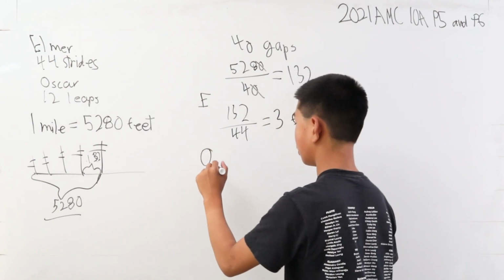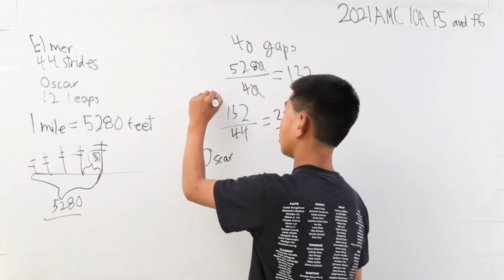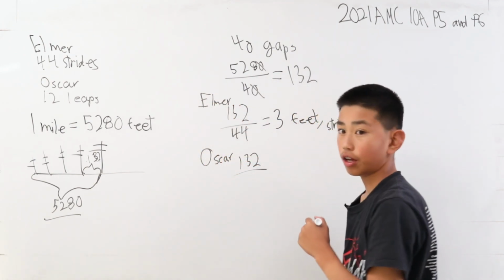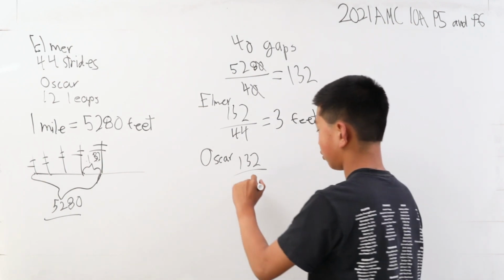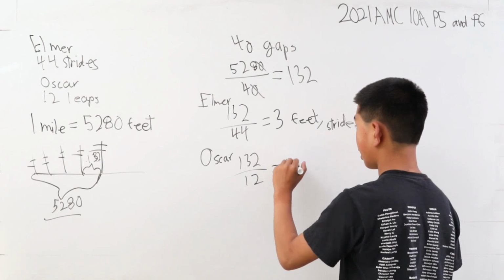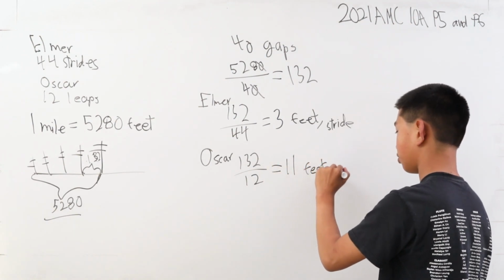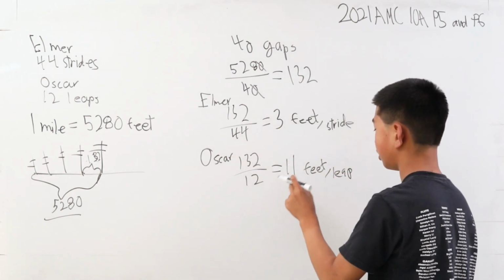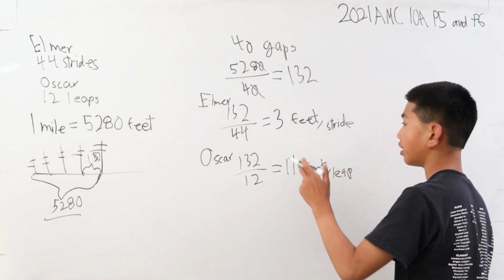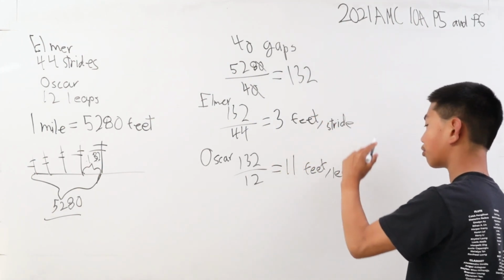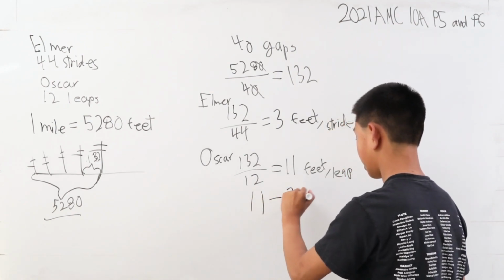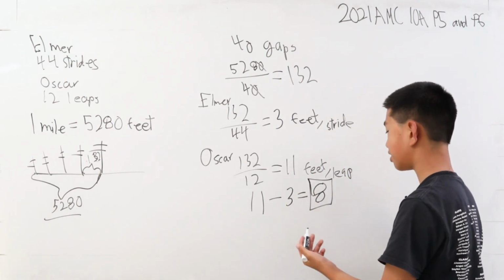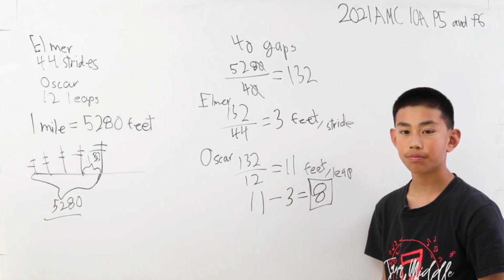Now for Oscar. We can do the same thing: 132 divided by the number of leaps he took, which is 12. This yields 11 feet per leap. Now, Oscar covers 11 feet per leap, and Elmer covers 3 feet per stride. 11 minus 3 is 8. So Oscar's leap is 8 feet longer.